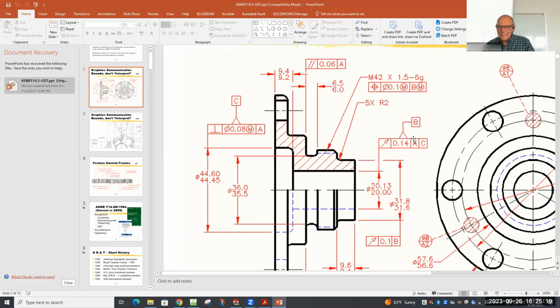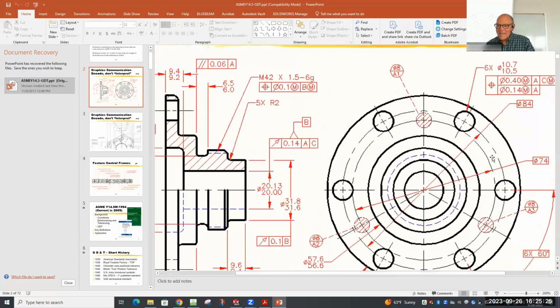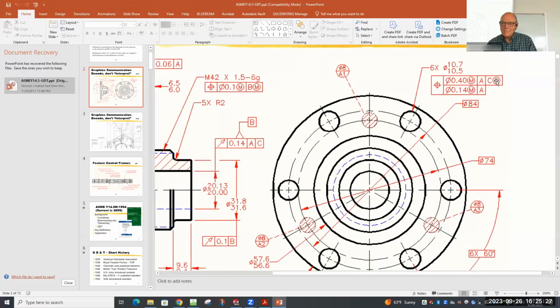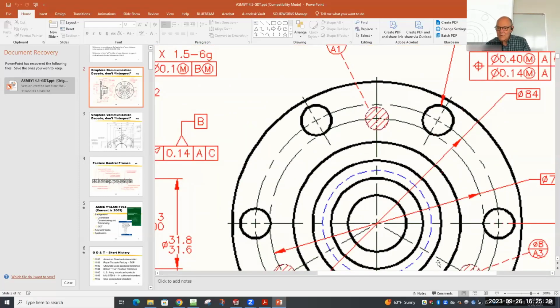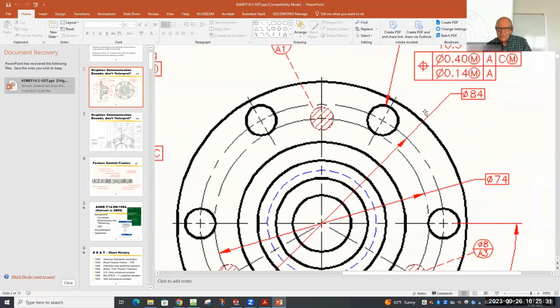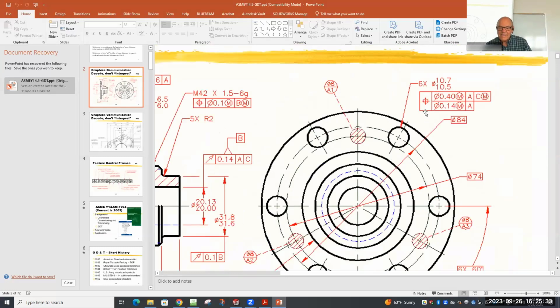And the other datum is B, and that's that hole that goes through here like this. But check out over here. Over here, I've got a positional tolerance, and that positional tolerance is controlling the holes and the hole pattern that is used to bolt this to something. And you'll notice it's identifying 2 datums.